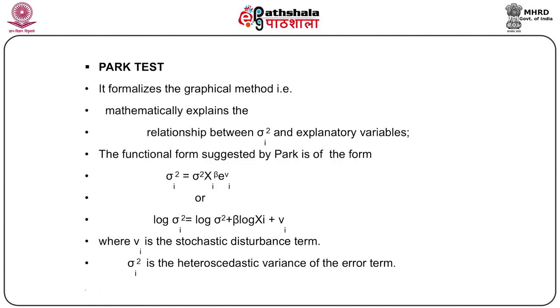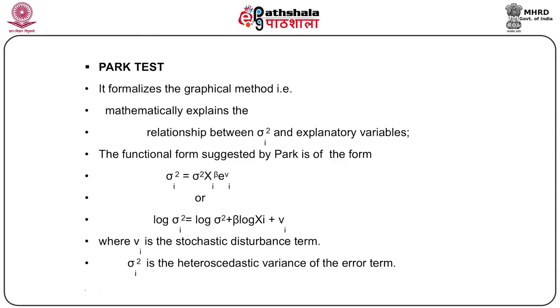Let us here discuss some of the formal methods or quantitative methods of detecting heteroscedasticity. The first method that we will discuss here is the Park test. The Park test formalizes the graphical method. That is, it mathematically explains the relationship between sigma i square and the explanatory variables, where sigma i square is the heteroscedastic variance of the error term. The functional form suggested by Park is sigma i square equals sigma square times xi raised to the power beta times e raised to the power of vi.